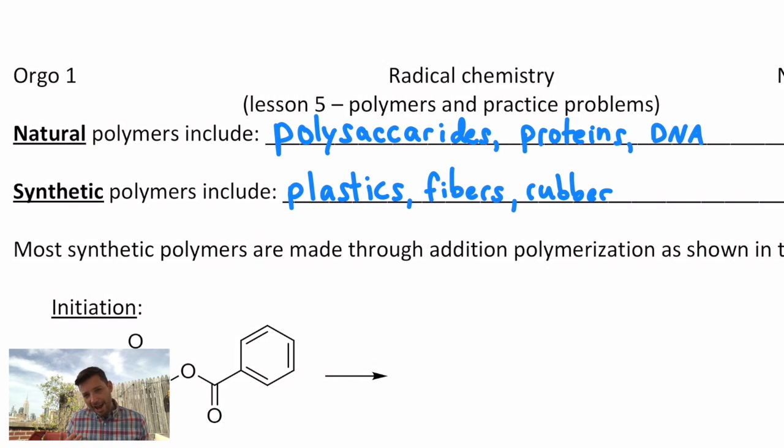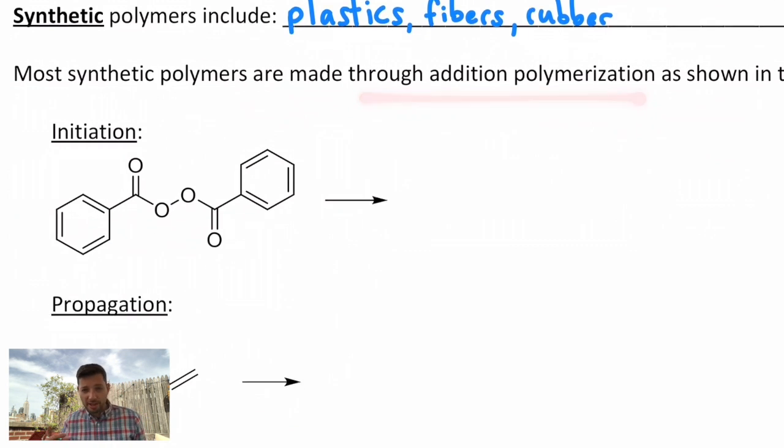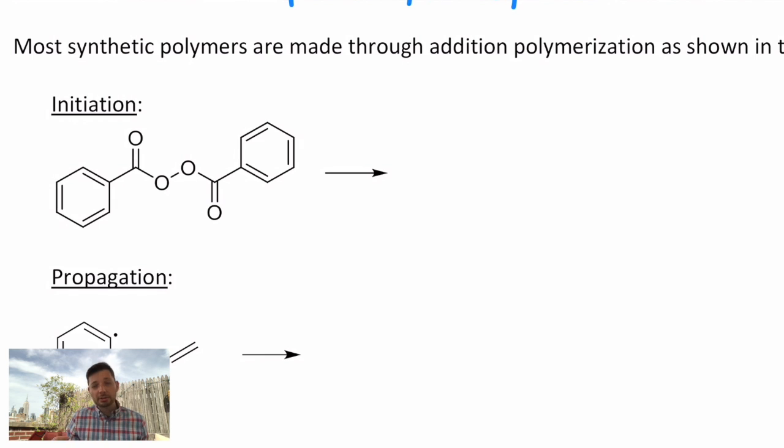So what does this have to do with radical chemistry? Well, some of these synthetic polymers are made through addition polymerization reactions, and they follow the same mechanistic paths that we saw for the substitution reactions. It all has to do with an initiation, a propagation, and a termination step. So I'll show you a little bit about that, and then we'll start to recognize how what we learned about with small molecule radical reactions we can apply to bigger molecules.